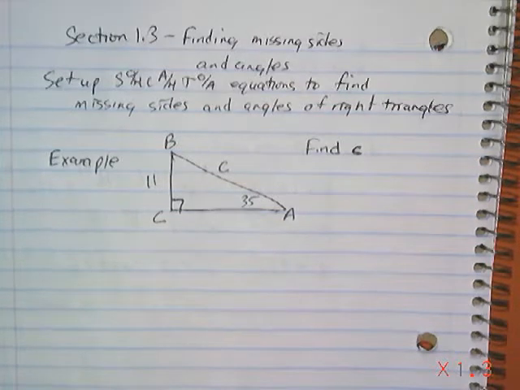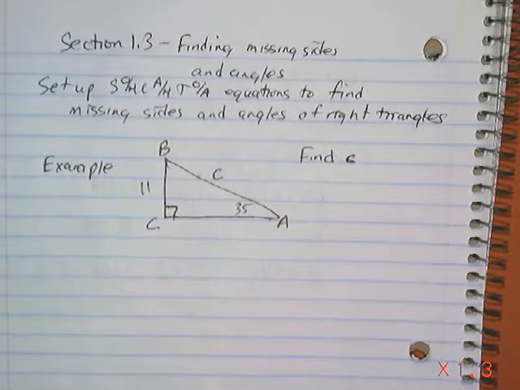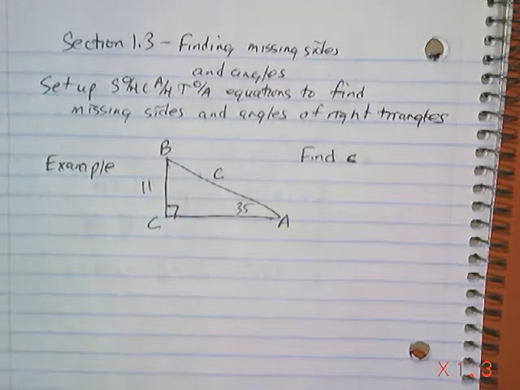Okay, now we're going to continue with section 1.3. We're going to find missing sides and angles in right triangles. So our objective is simply that, to set up SOHCAHTOA equations to find missing sides and angles of right triangles.